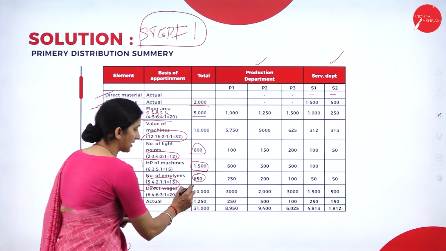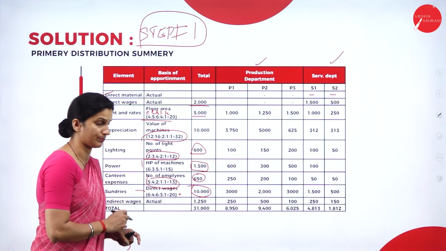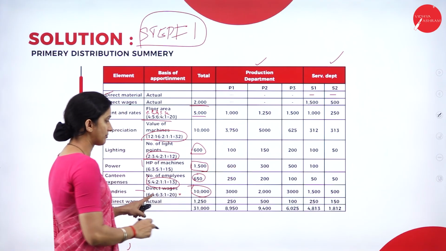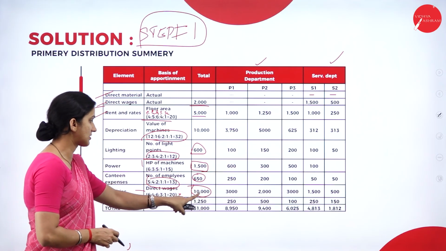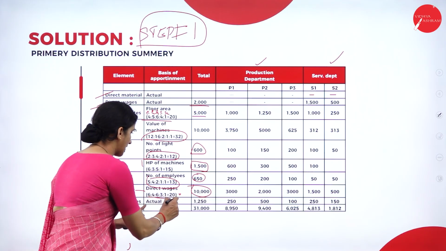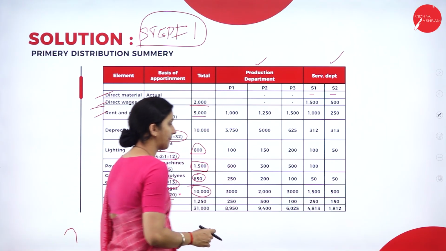So the total sundry expenses are 10,000. For each department, we will allocate this 10,000 by taking this ratio and allocating to all the departments.